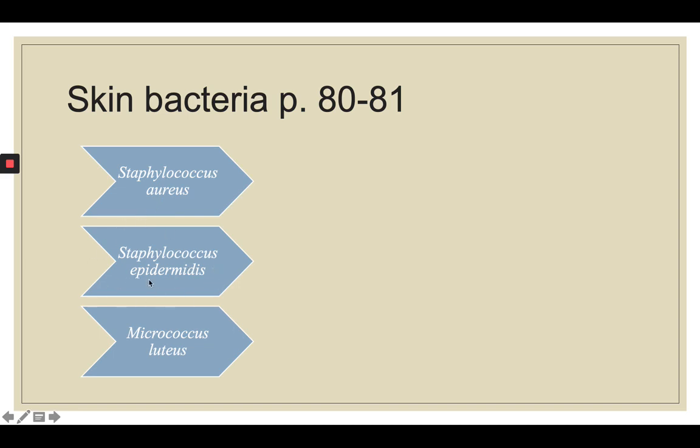Staphylococcus epidermidis, epidermis, right, your upper layer of your skin. These are all skin bacteria. They all normally are on your skin, and while this may cause a staph infection, you have it on your skin at all times. Doesn't mean that you are more susceptible to staph infections. Aureus means golden, and we'll talk about that in a minute.